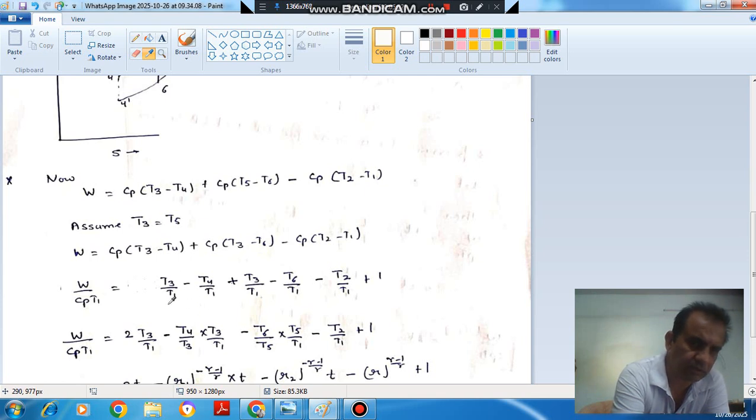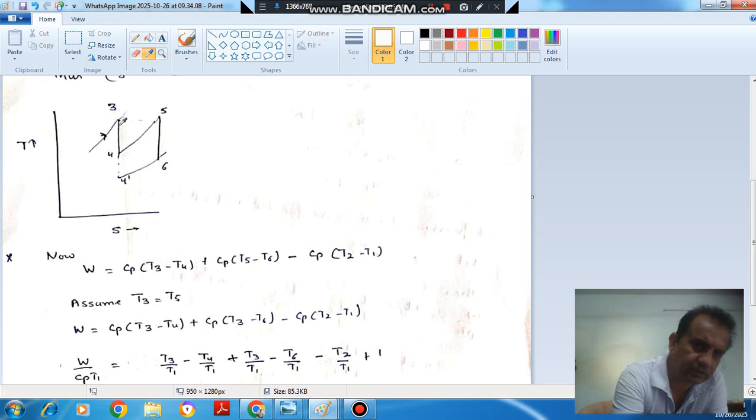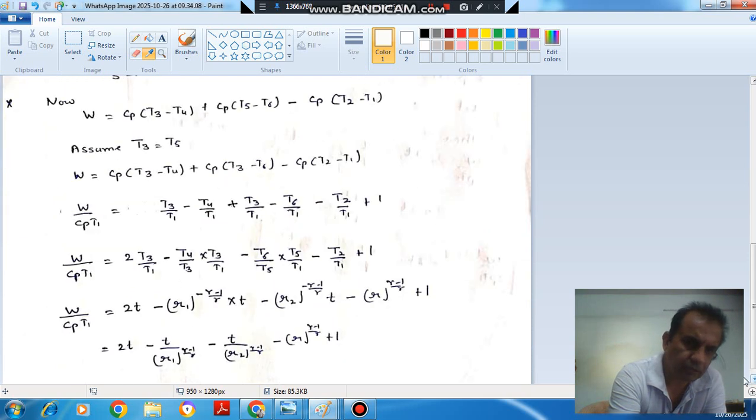Okay, now this is T3 by T1, this is T3 by T1, so they will get added, so it will be 2 T3 by T1. So now we can divide this term by T3 and multiply it by T3. This will be T3 by T1 and this will be T4 by T3, but T4 by T3, or we can say T3 by T4, is equal to the pressure ratio of the first turbine raised to the power (gamma minus 1) by gamma, the isentropic ratio.